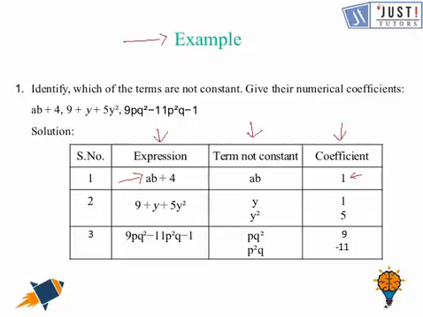Similarly, the next are y and y square, which are non-constant terms. The coefficient of y is going to be 1 and the coefficient of y square is going to be 5. The next is 9pq square minus 11p square q minus 1. The terms which are not constant are pq square and p square q. So the coefficient of pq square is 9 and the coefficient of p square q is minus 11.